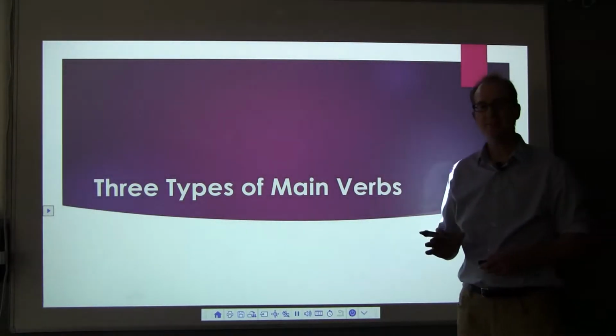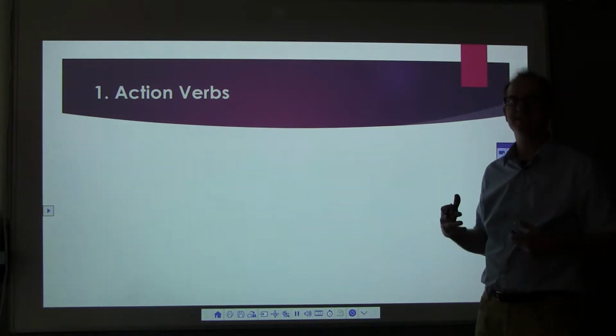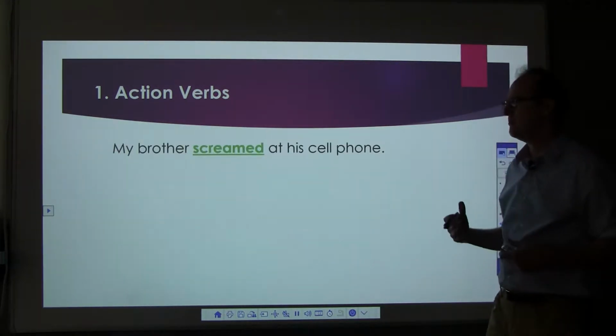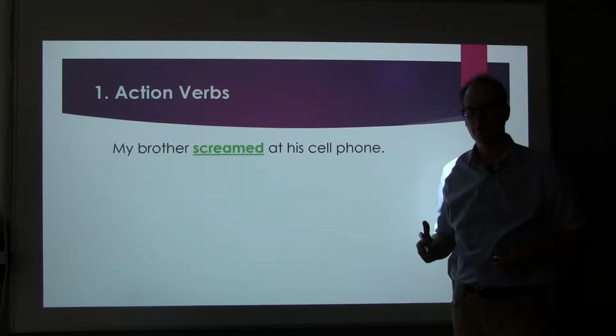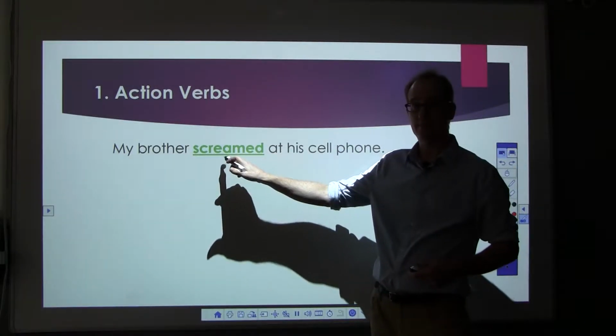There are three types of main verbs. The first one is the easiest to find. It's an action verb. So my brother screamed at his cell phone. In this sentence, there's an action happening. There's some screaming. And so the main verb is screamed.